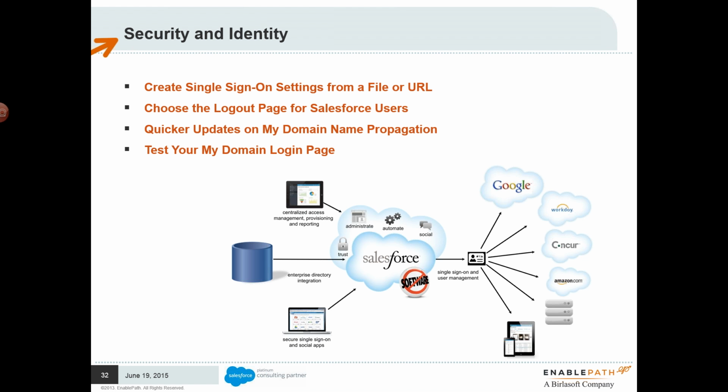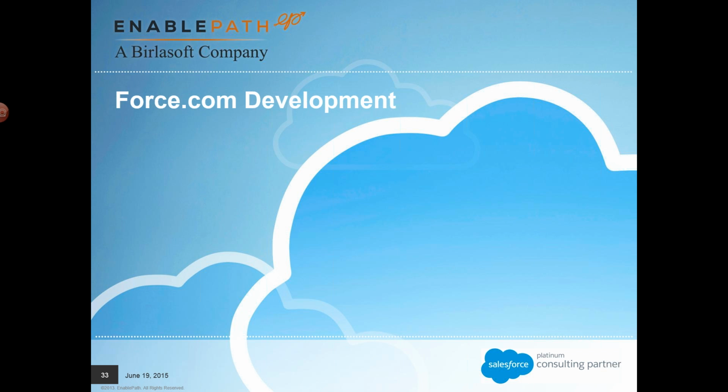There are quicker updates on My Domain name propagation. Basically, the time required to check the DNS propagation status of a new domain has decreased from 10 minutes to 30 seconds. So very powerful tools there to allow you to check that DNS propagation without having to get up and go get a cup of coffee. Salesforce is making everything quicker and more instantaneous.